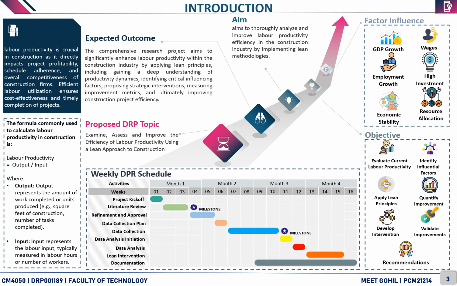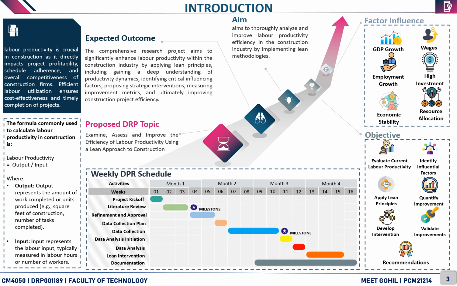Economic stability and government policies. Labor productivity is a key indicator used by policymakers to assess economic performance and formulate strategies for sustainable growth. Policies aimed at improving productivity can have a widespread effect on economic stability and prosperity.